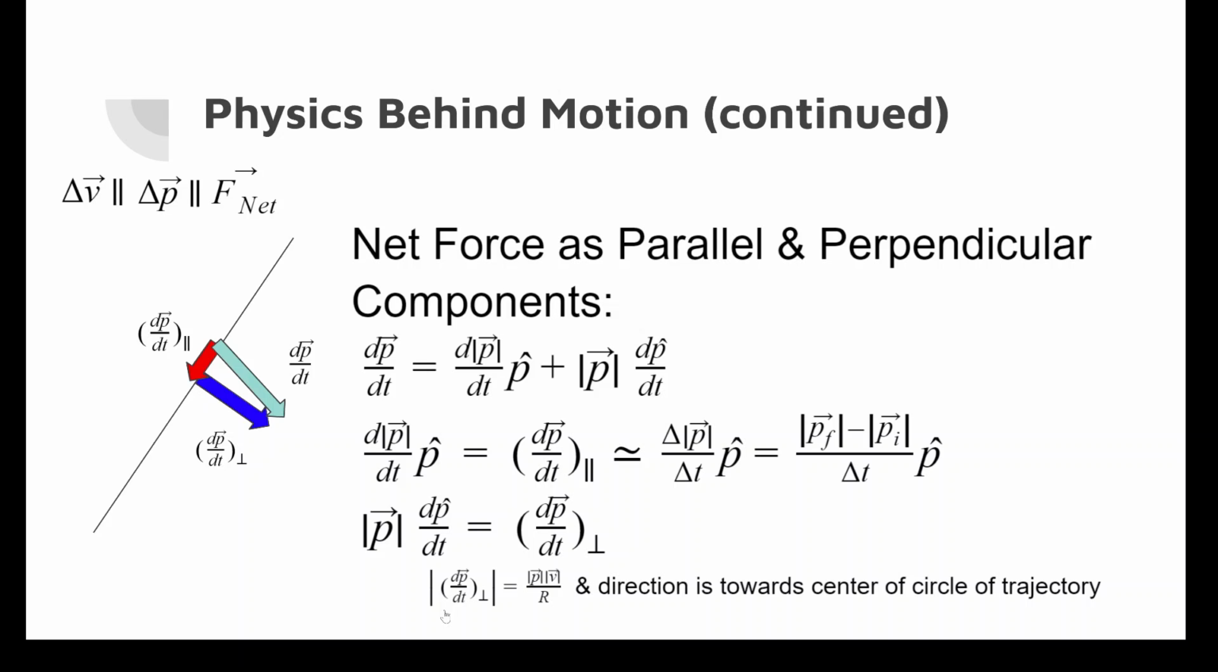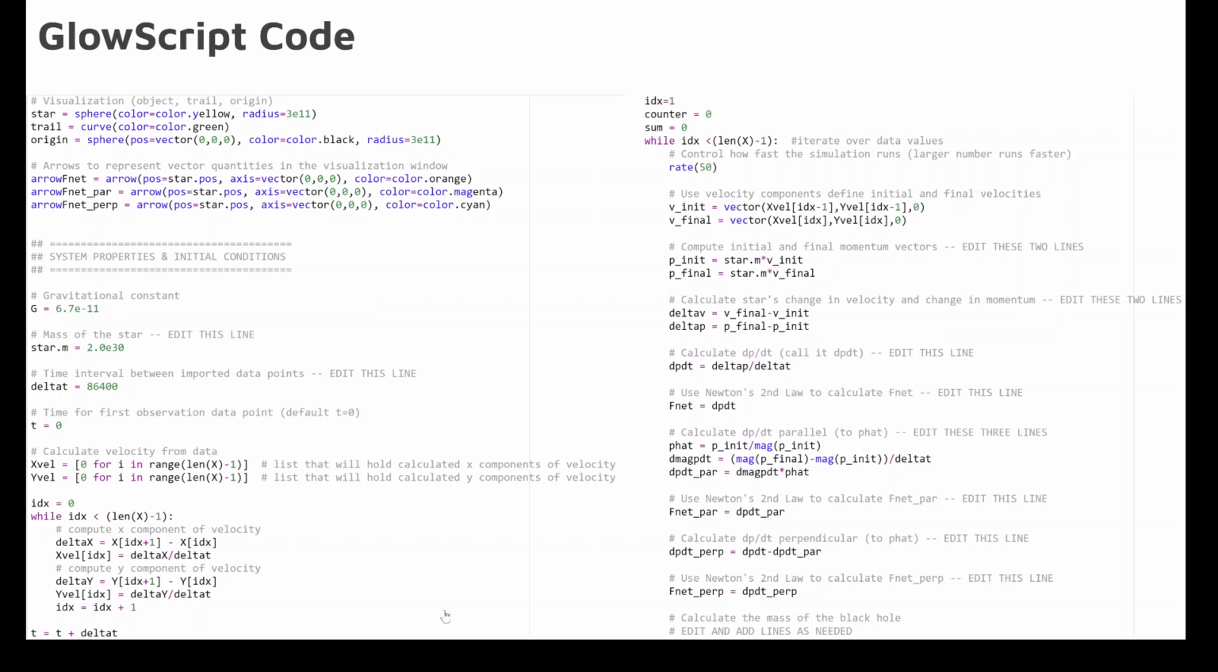The second component refers to the perpendicular component of the net force. When an object is moving along a path, there is a unique circle that is tangential to the direction of motion and has the same radius as the object's trajectory at that point in time. The derivative of the unit vector p with respect to time has a magnitude equal to the magnitude of the momentum times the magnitude of the velocity over the radius of the circle, and this force always points towards the center of the circle. For this lab, I used this knowledge of the parallel and perpendicular components of the net force to determine the mass of a black hole.